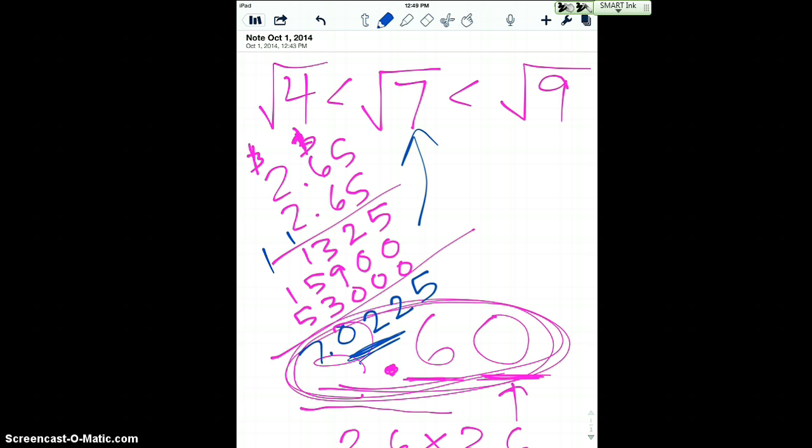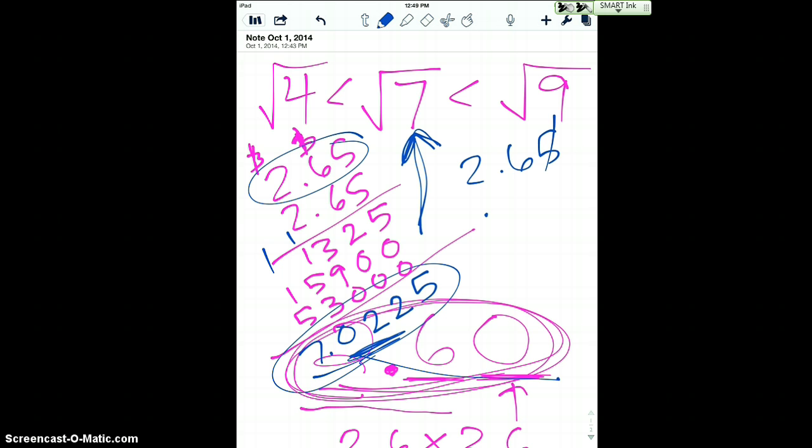So I'm gonna multiply. Would you go up or down with 2.65 in order to get closer to 7? So 7.0225 is a little tiny bit too much. So meaning I'm going to take 2.65 and make that 5 a 4. Okay? Just to be sure.